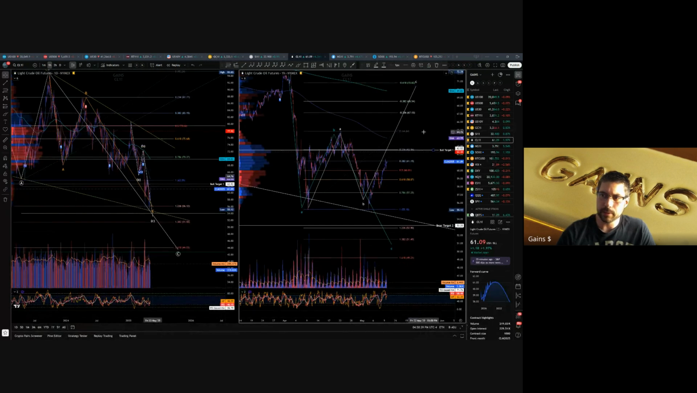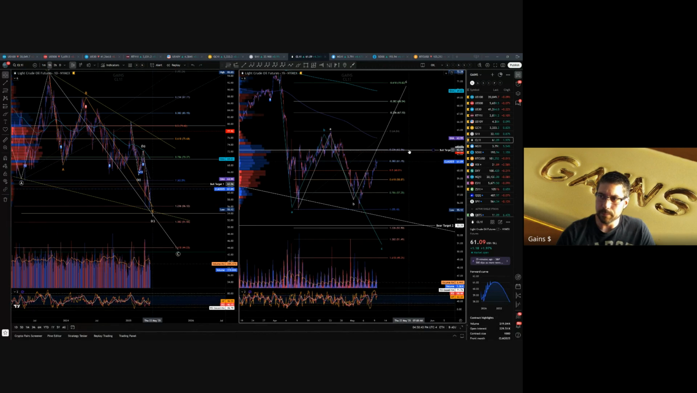Oil has been a little difficult to trade recently. I still think it's going to hit this 62.50 level, and that's just a normal A equals C kind of move here. So it's a confluence of fib levels, which is good. That gives me more confidence that this bull target one is going to be hit.